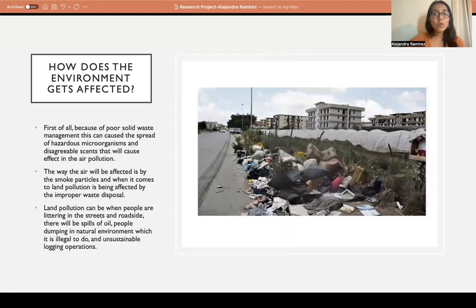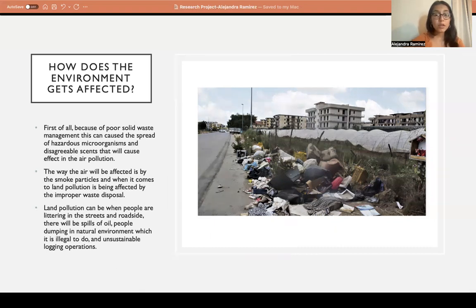How does the environment get affected? First of all, because of the poor solid waste management, this can cause the spread of hazardous microorganisms and disagreeable scents that will cause an effect in the air pollution. The way the air will be affected is by the smoke particles, and land pollution is being affected by the improper waste disposal.